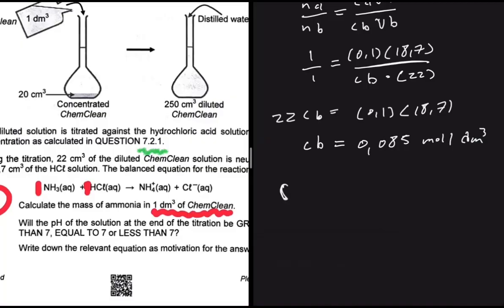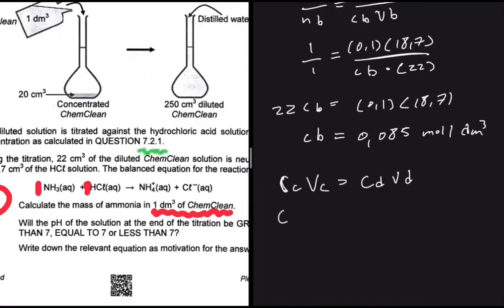Concentration of the concentrated solution multiplied by the volume of the concentrated solution should be equals to the concentration of the dilute solution multiplied by the volume of the dilute solution. So we're saying that the number of moles in our concentrated solution is the same as the number of moles in our dilute solution, right? So let's go ahead and find the concentration in our concentrated solution so that we can ultimately find the number of moles and end up calculating the mass of ammonia in 1 decimeter cube of ChemClean.